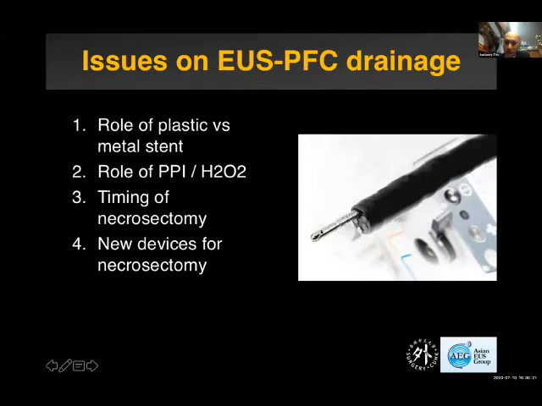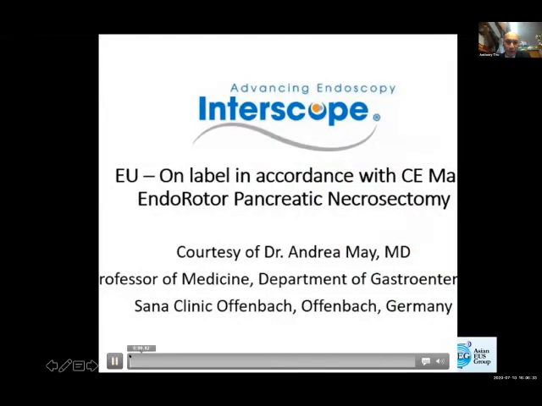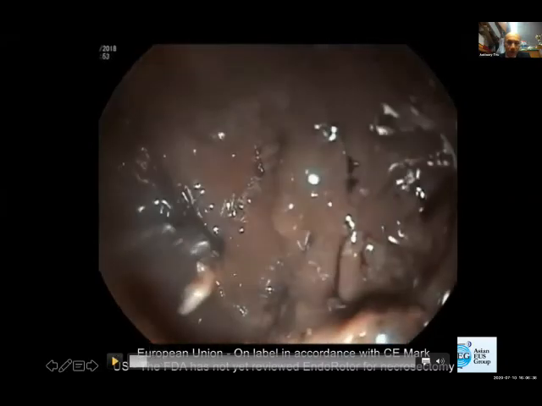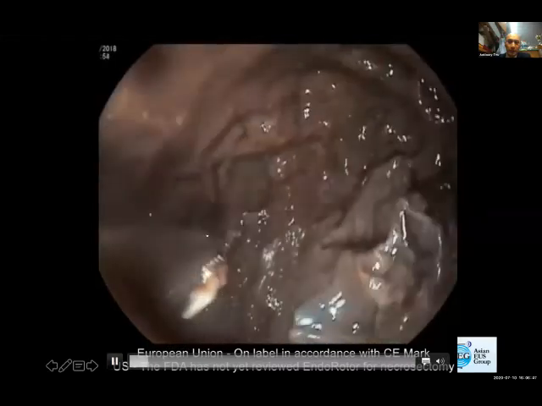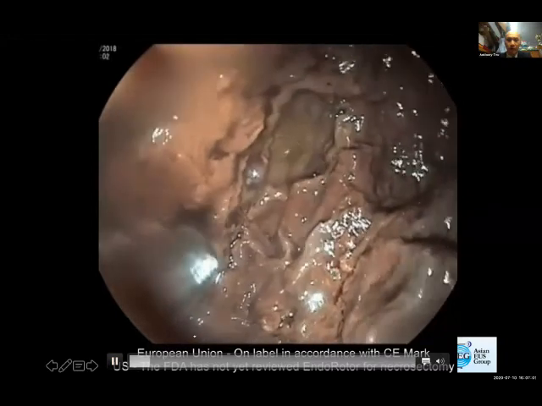This device is called the EndoRotor. It was previously designed for mucosectomy. You can see the tip of this device is a rotatable device. Now they are using this device to perform necrosectomy. You can see all this black gluey stuff is necrotic pancreas. The tip of the device is a kind of cutting blade, a cutting rotor, which cuts around continuously, and inside the lumen, suction can be applied so as to suck out all the necrotic debris.